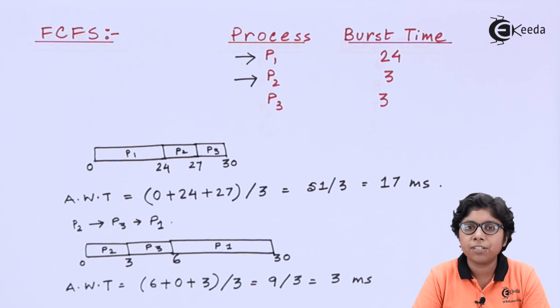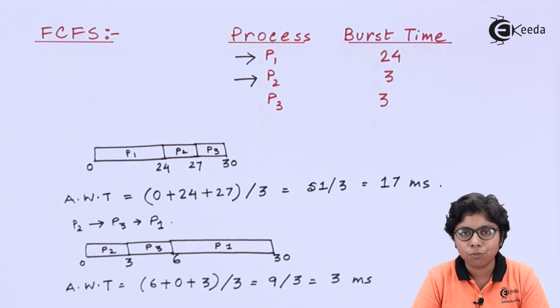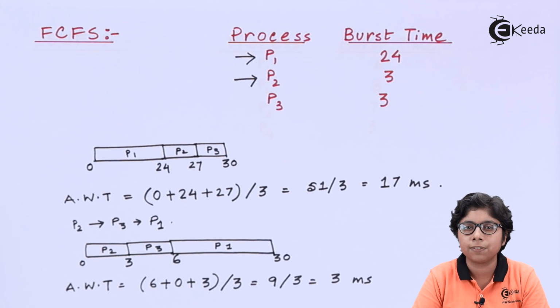This way FCFS can cause the convoy effect, which is due to the idle and waiting time of the CPU and IO bound processes. That is why, and also because of the non-preemption of the FCFS algorithm, we should use FCFS as little as possible.